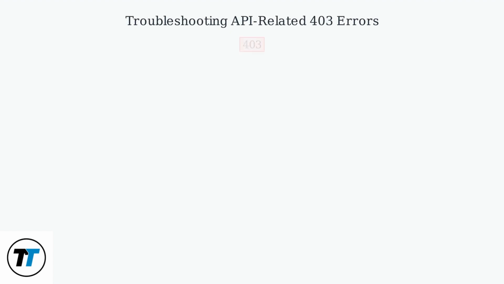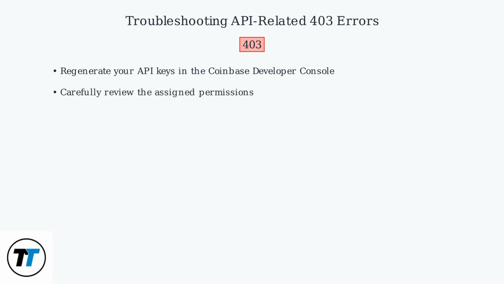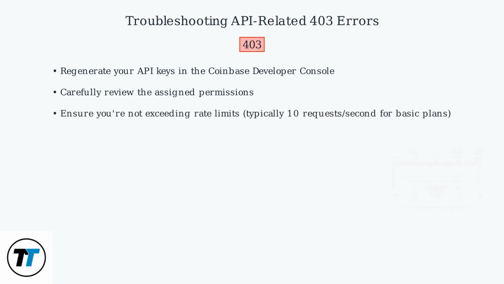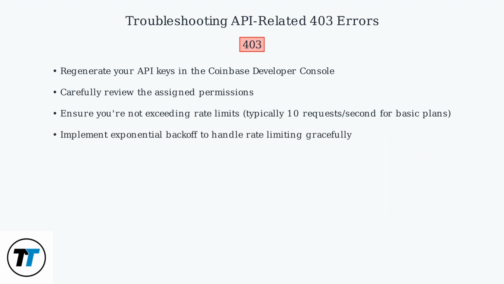If you're an API user encountering 403 errors, start by regenerating your API keys in the Coinbase Developer Console. Next, carefully review the assigned permissions to ensure they match your needs. Check that you're not exceeding rate limits, which are typically 10 requests per second for basic plans. Implement exponential backoff to handle rate limiting gracefully. Finally, refer to Coinbase's API documentation for specific requirements.